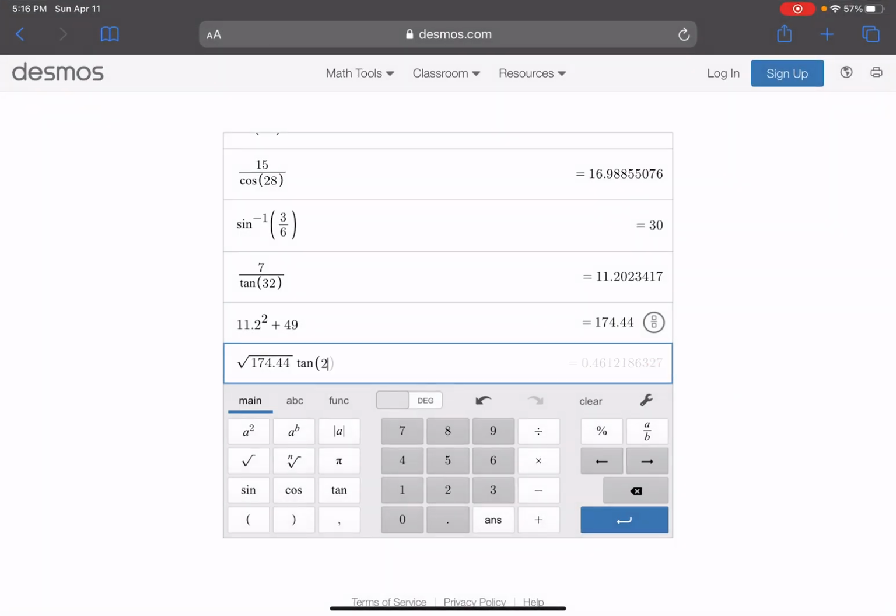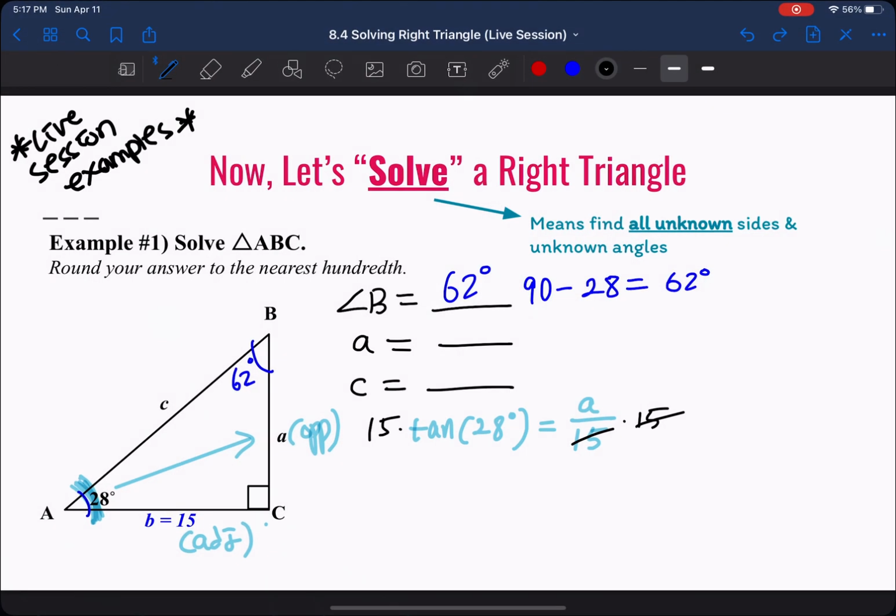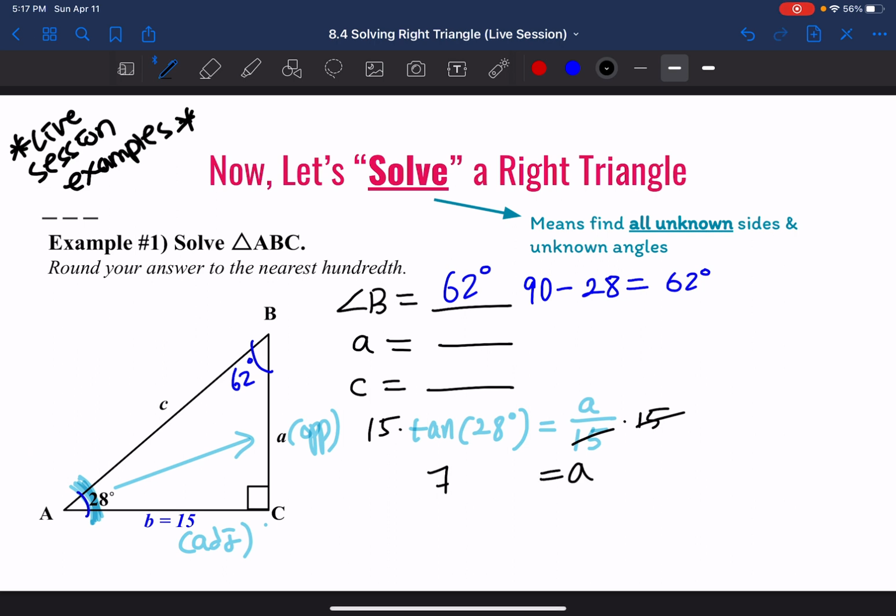So tangent 28 degrees. Make sure it has to be in degrees. If it's in radians, you might get a really weird number or negative. So it has to be in degrees. Tangent 28 times 15. It's 7.9756. I'll round it, so it's going to be 7.98. All right, I'm rounding to the nearest hundredth. So 7.98. So I found my side A.